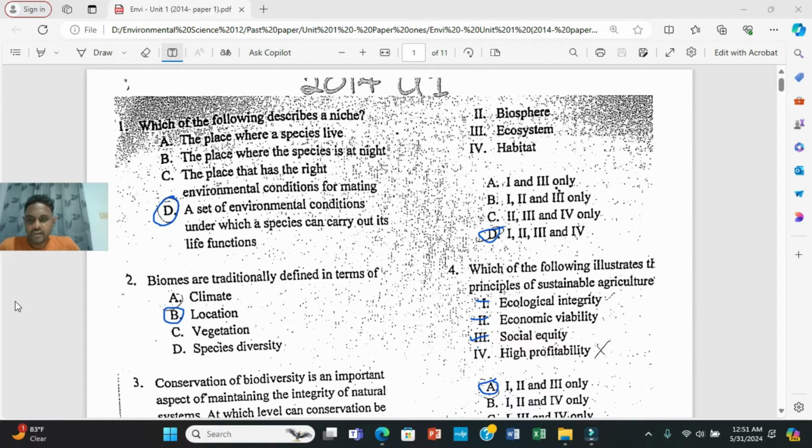All right, guys, let's move to number two. Biomes are traditionally defined in terms of, and the best answer I have is the location. And of course, guys, the climate, vegetation, and species diversity would help to categorize the biomes.